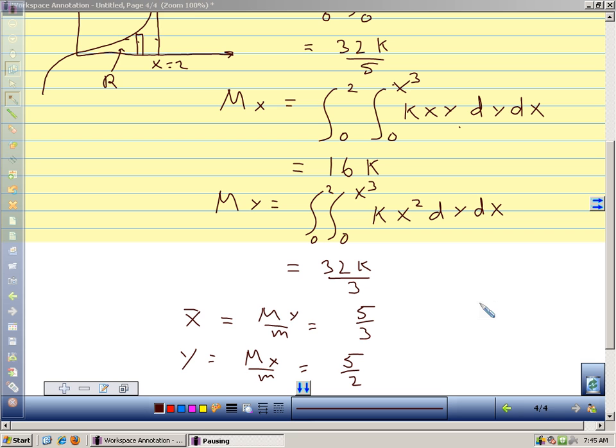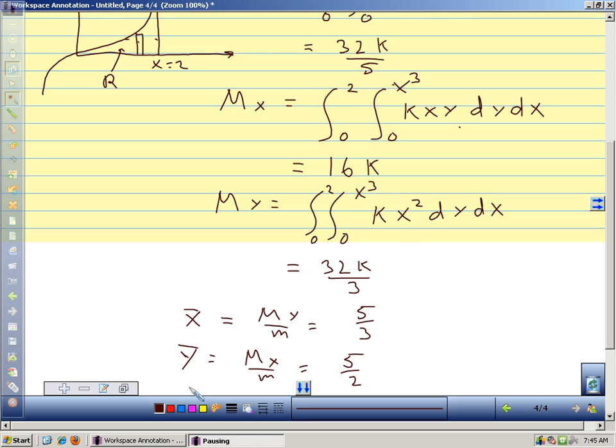It's always a good idea, when you end up with your coordinates for the mass and center of mass, to make sure they make sense in terms of your region. If we got an x-coordinate of our center of mass as 2.5, we'd know we did something wrong. If we got our y-coordinate as 3, we'd know we did something wrong. So it's a good idea to check that your center of mass is inside your region.